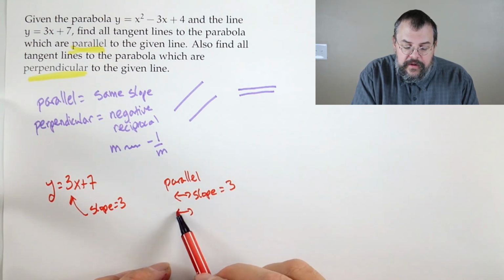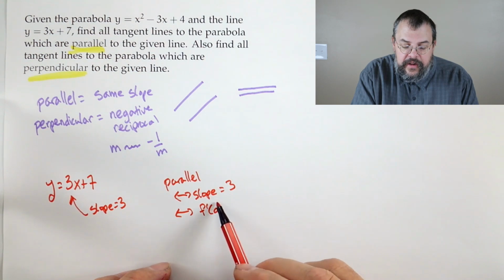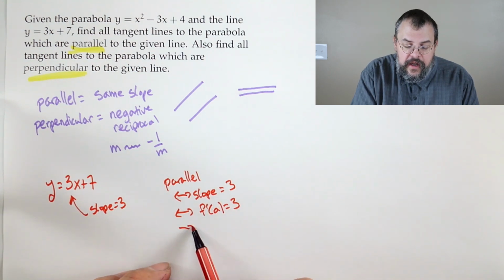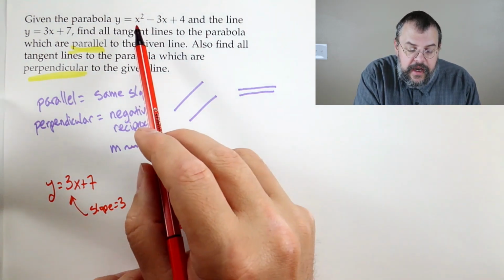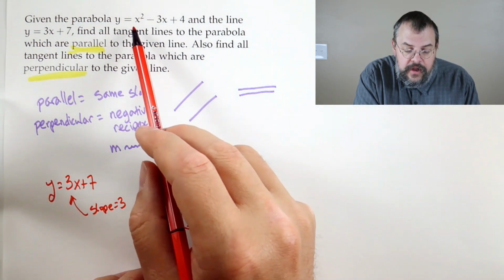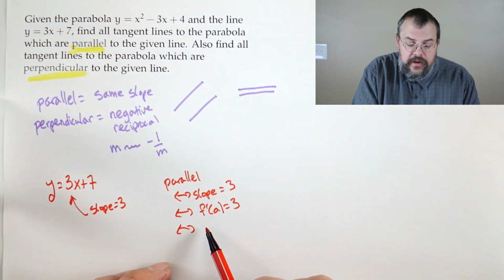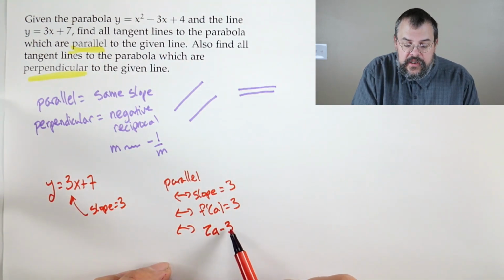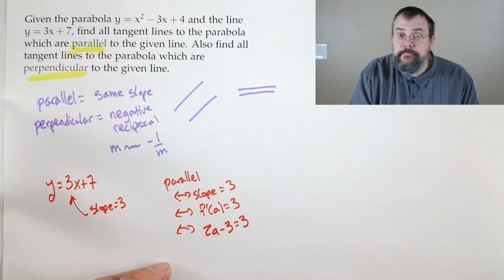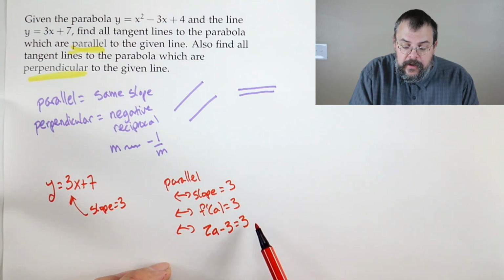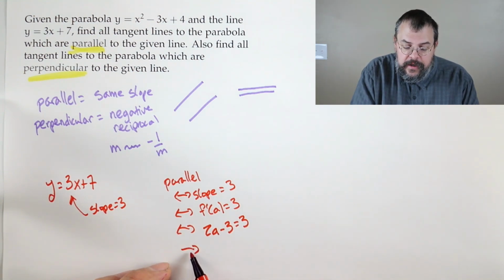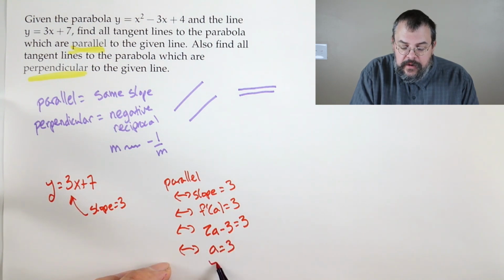And if we want to say the slope equals 3, that means f prime at some point equals 3. Now f prime of a would be, if we follow the rule, 2 times 1 times a minus 3. So we need 2a minus 3 equals 3. That tells us that if we're parallel, we need a equals 3. So this a equals 3 is the x-coordinate of tangency.